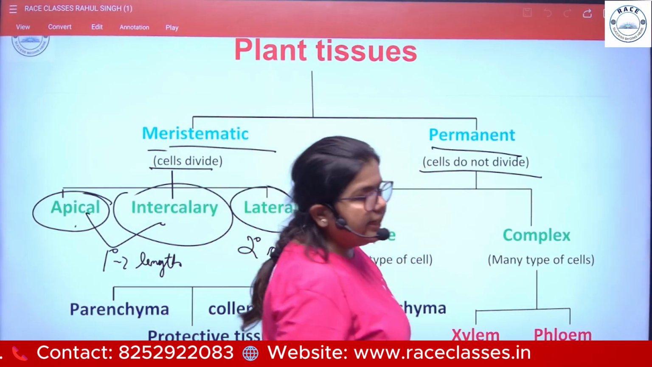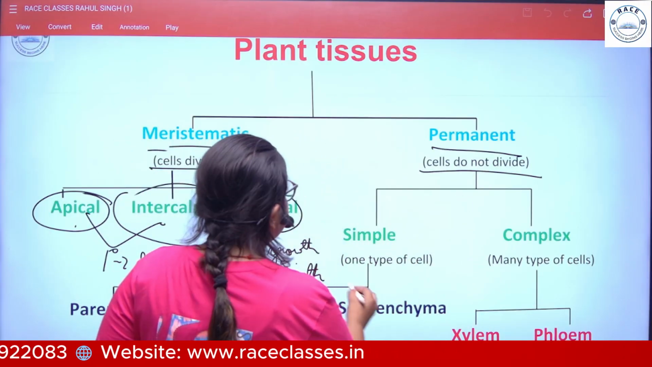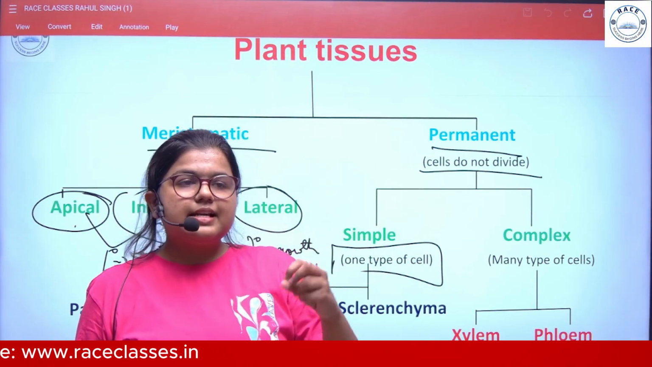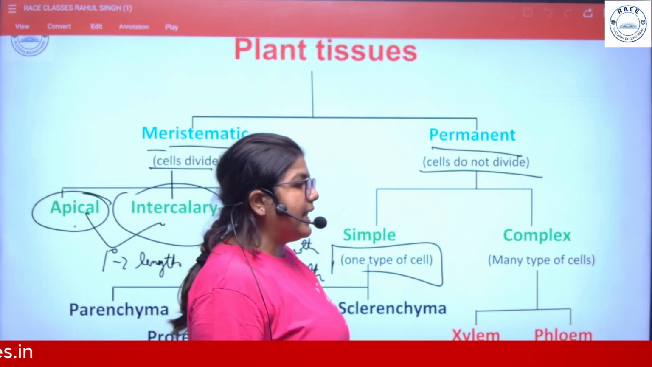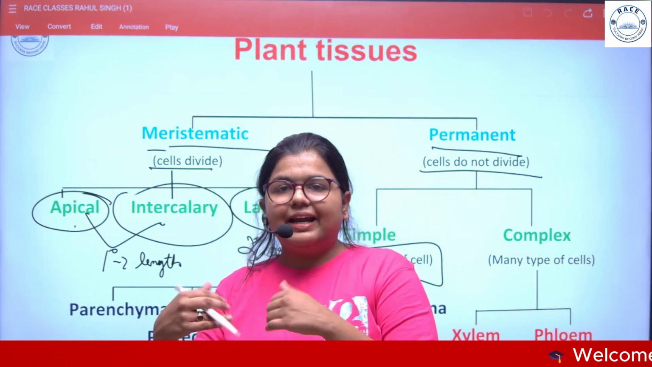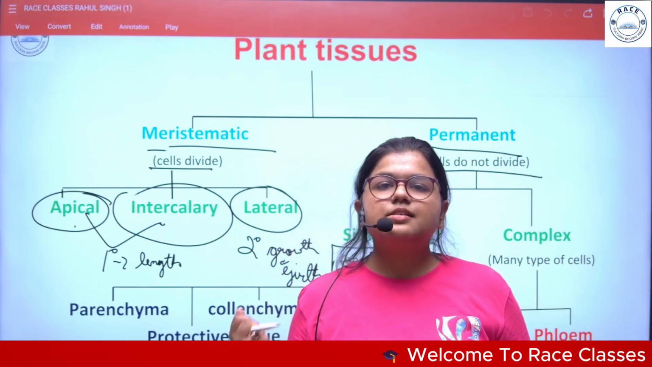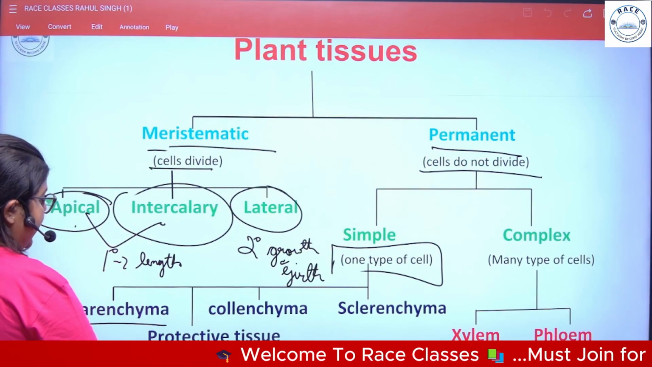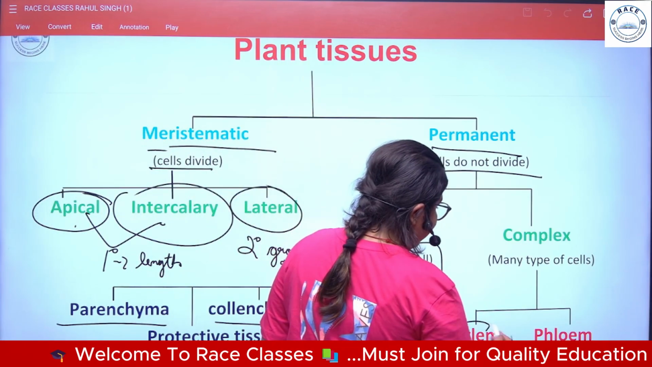Permanent tissues are divided again into two types, simple and complex. Simple contains only one type of cells, like parenchyma and sclerenchyma. These are examples of tissues that have only one type of cells. But complex tissues can have more than one type of cells. Like xylem and phloem, they have parenchyma, and they have fibers which are made up of sclerenchyma. So there are many different types of cells seen there. The simple one is divided into parenchyma, collenchyma, sclerenchyma, and protective tissue, and the complex one has xylem and phloem.